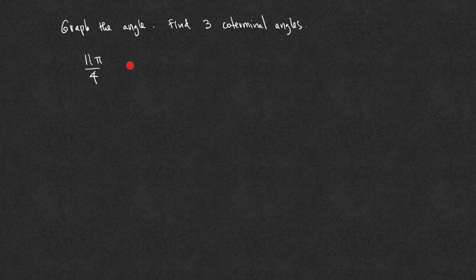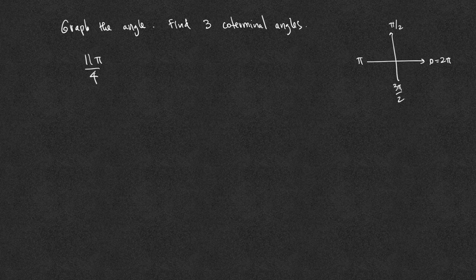Graph the given angle and classify where its terminal side lies, and then find three coterminal angles to the given angle. In radians, this is 0 radian, this is pi over 2, this is pi, this is 3 pi over 2, and then 2 pi. If we want negative angles, we would start from 0 and go clockwise.